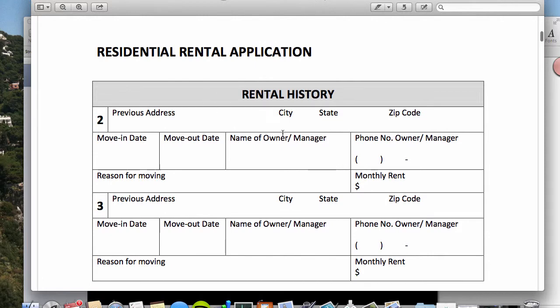If they've lived anywhere previously, this totally depends on the demographic of your potential tenant. Is it somebody that's just moving out of their home? Is it somebody who is middle-aged and has lived in a variety of places?